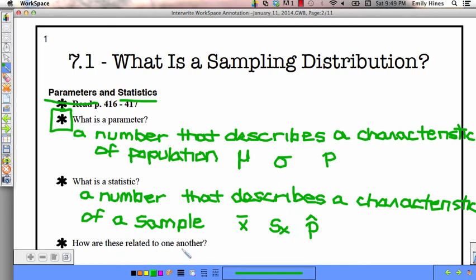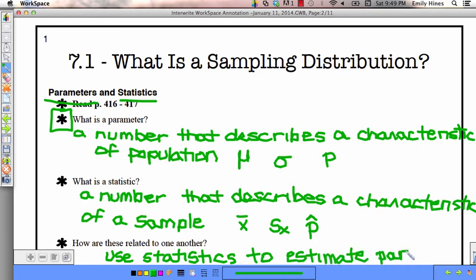They are related to each other because we use statistics to estimate parameters, because the parameters are often going to be what we don't know. And it's really hard for me to go through and say, sample all high school students in the United States, because that would be really time consuming, it would require a lot of resources, it would require a lot of money.